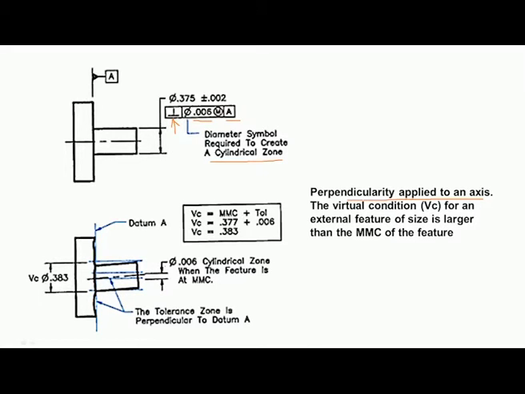Now, you can see here the cylinder is considered here, a 0.006 cylindrical zone. So, this is the 0.006 cylindrical tolerance, and the axis should be within the specified tolerance. If that is the case, then this workpiece is accepted.